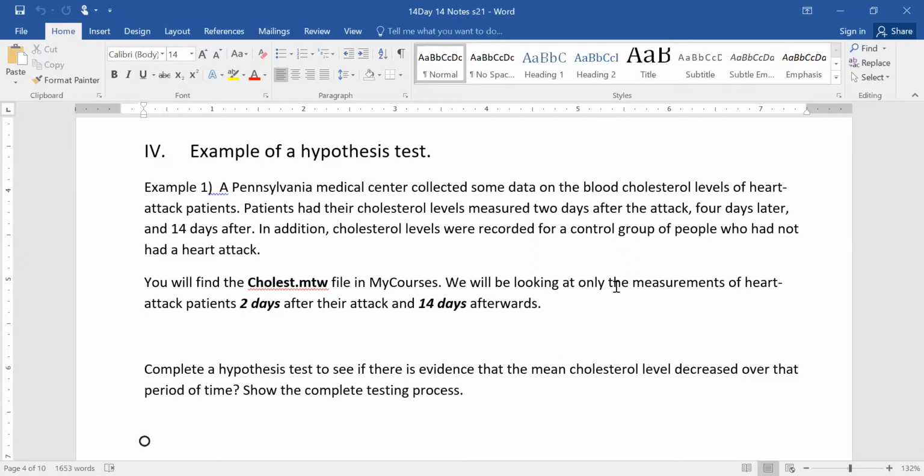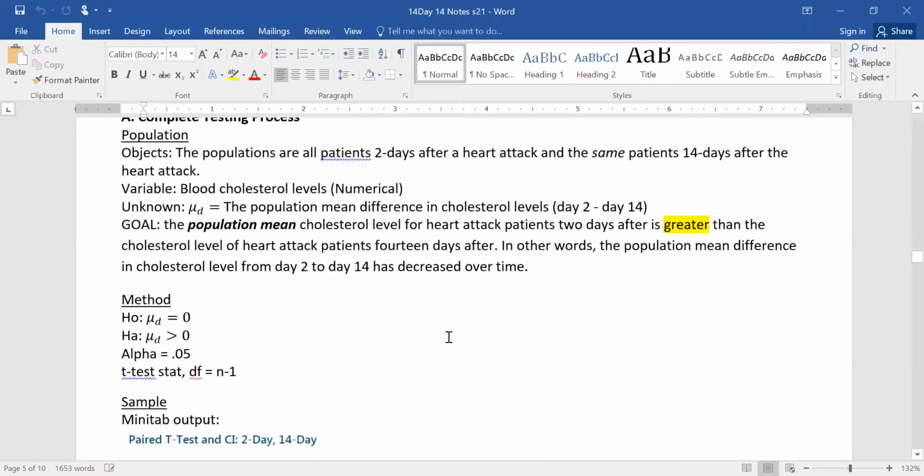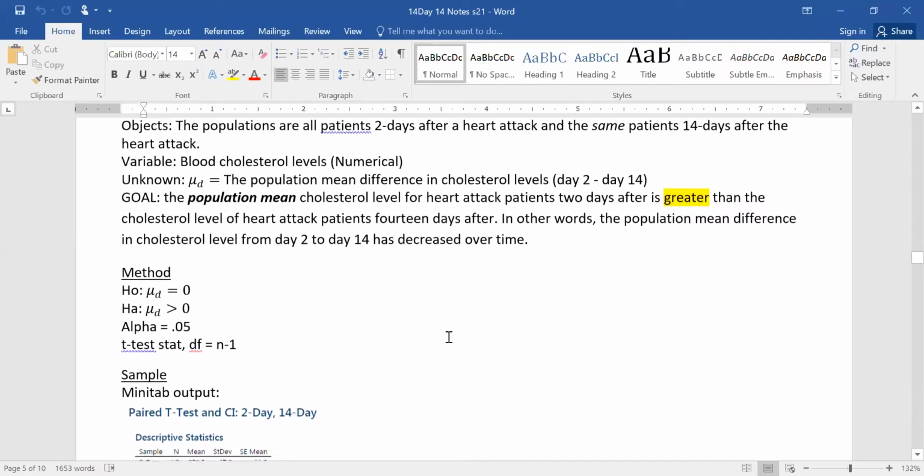So when we're looking at the testing process, we already talked about what we're looking for, the difference. We're looking at mu D greater than, because I'm going to choose group 1 to be 2 days and group 2 to be 14 days. Okay, so let's look at this write-up. For my objects, I'm just going to mention that the two populations are the patients 2 days after a heart attack and 14 days after a heart attack. I'm not going to go into great detail. I don't need to. My variable is the blood cholesterol level, it is numerical.